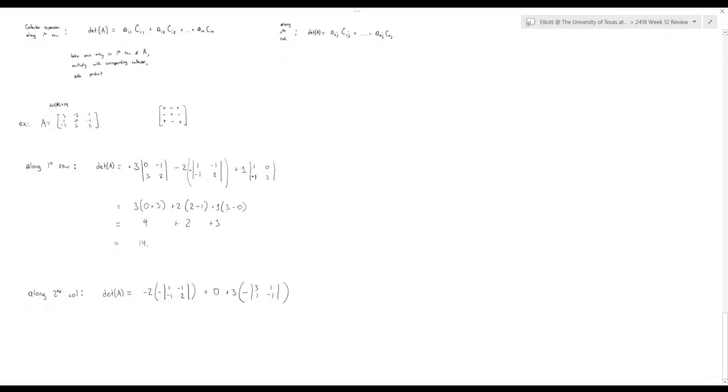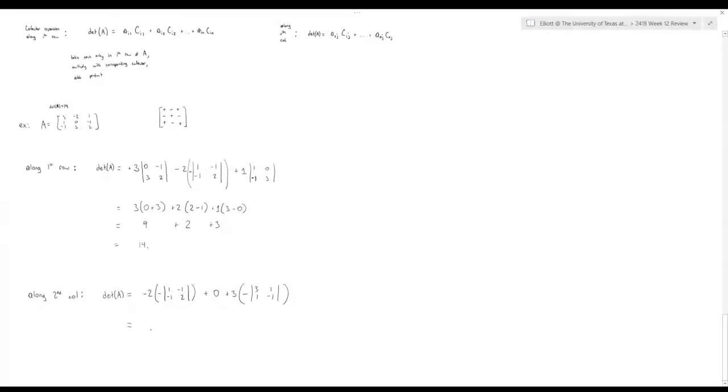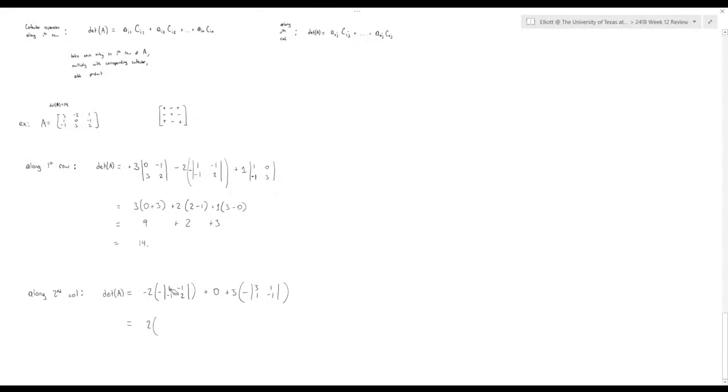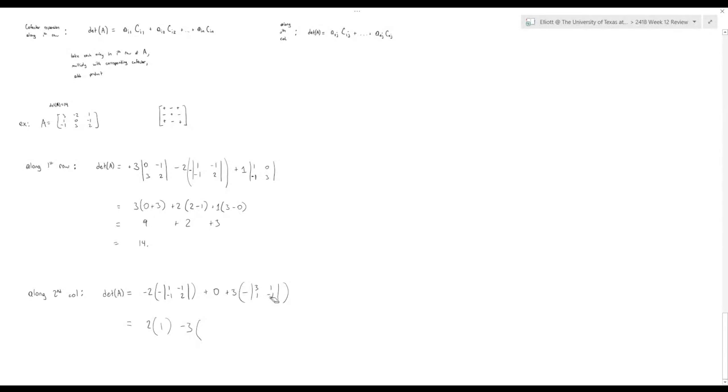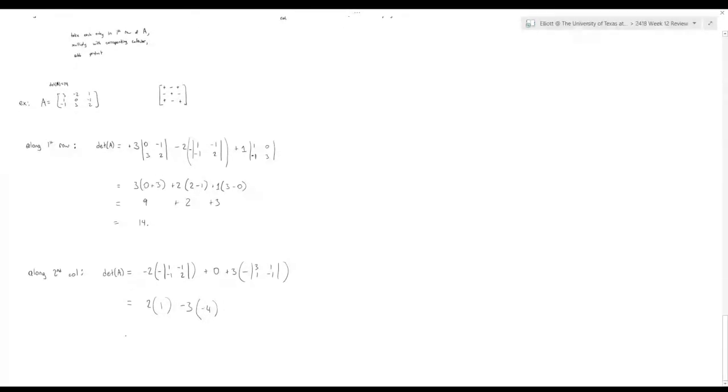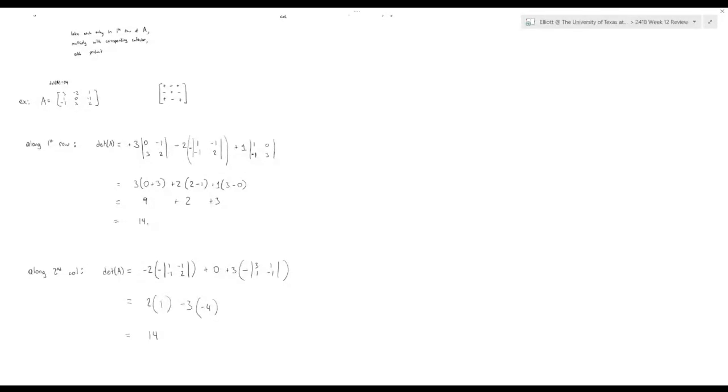Okay. So then let's go ahead and work these out real quick. So here this is +2. And then for this 2 by 2 determinant, it's 2 minus 1. Okay. And then next we've got this -3 at the end. And then for this determinant, it's going to be -3 minus 1. So that'll be -4. Okay. And then you get 2 plus 12, so you're going to get 14 again. Okay. All right.